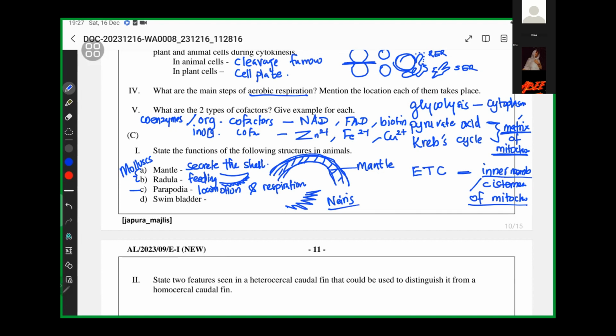And the last thing is the swim bladder. You all know it can be seen in the fishes, and it's used for the control of buoyancy.